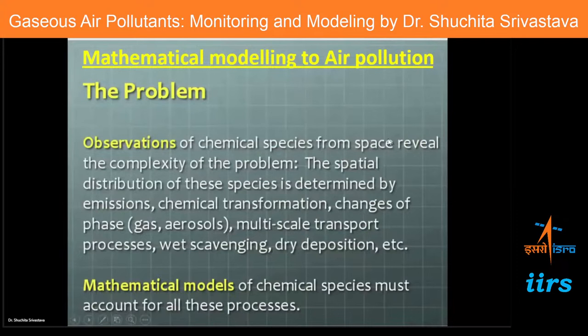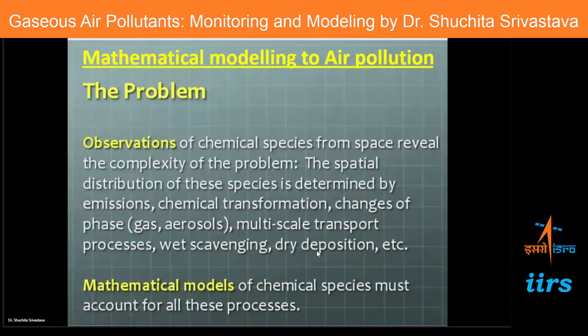Observation of chemical species from space reveals the complexity of the problem. The spatial distribution of these species is determined by emission, chemical transformation, changes of phase, multi-scale transport processes, wet scavenging, and dry deposition. A lot of processes are there. All these processes are happening in the atmosphere, but observation will give you the three-dimensional distribution of the target species, but it will not give you information about the atmospheric processes responsible for that particular episode. Like, a satellite will not give you information about the amount of pollution advected from one region to another, or convected from one region to another, or the total production happening over one location.